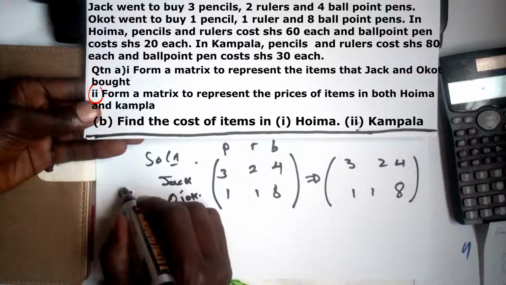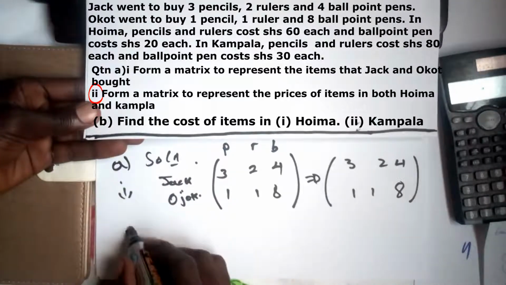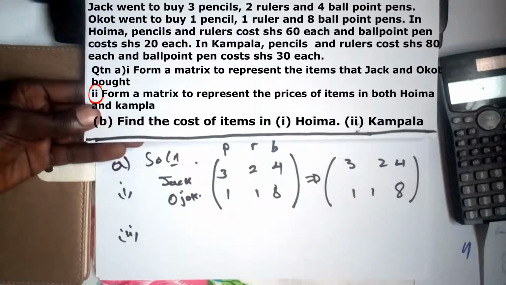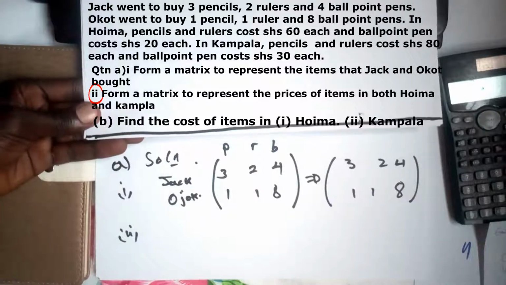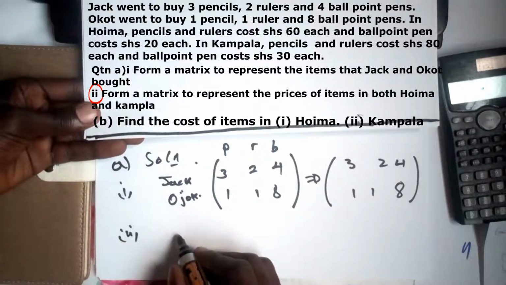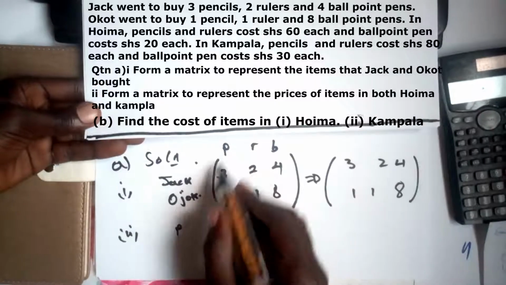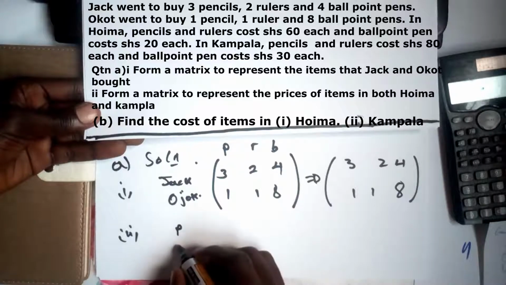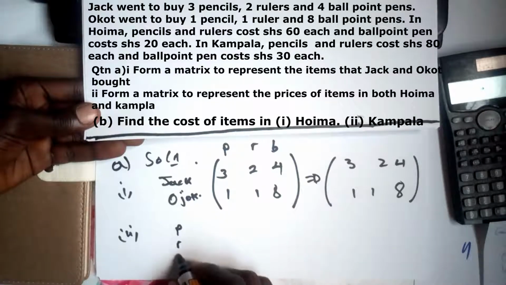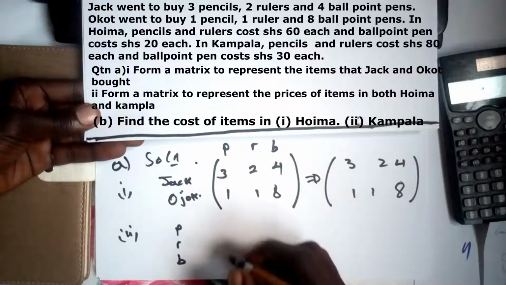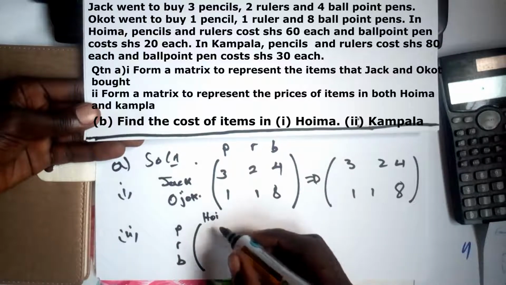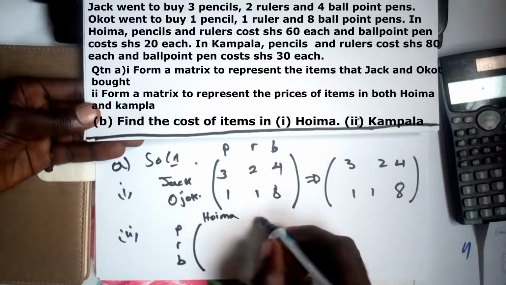Roman 2, this was Roman 1 of part A. Roman 2 is also telling us to write down a matrix that represents the prices of the items that were bought. So we are going to have P for the pencils, R for the rulers, and B for the ballpoint pens. We have two cities where these items can be bought: Hoima and Kampala.